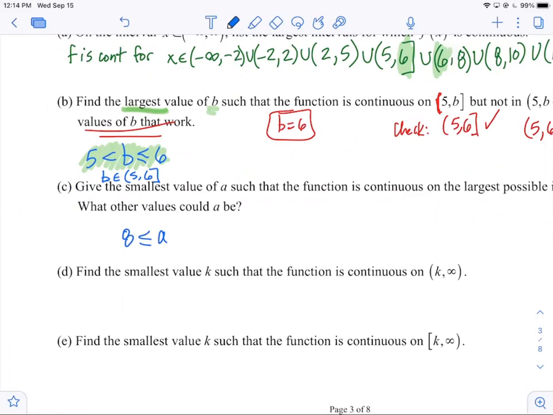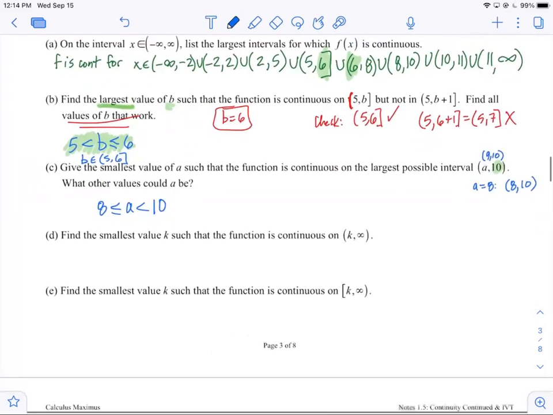And can A be 8? Yes, right? And that's why it's less than or equal to. But what is the absolute largest that it could be and not be? 10. Okay, so again, don't get confused. That is a solution set.